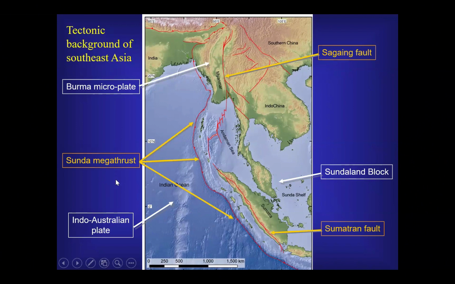There is the Sunda megathrust, the plate boundary between the Indo-Australian plate and the Sunda block. During this oblique subduction, there are also two primary strike-slip faults created by this plate configuration: the Sumatran fault in the south, and the Sagaing fault in Myanmar.